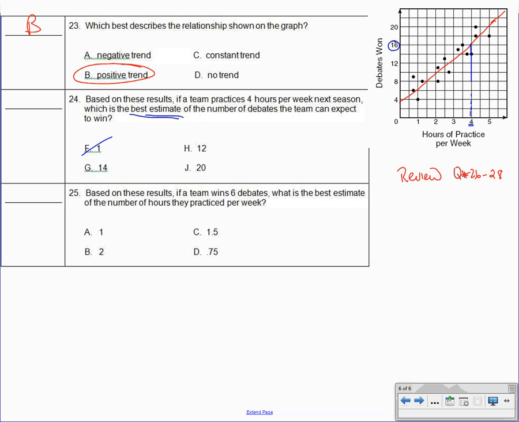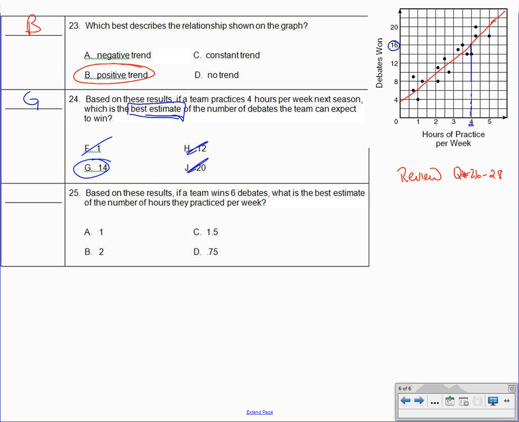1 is definitely too far away. 20 is 4 away. 12 is going to be 4 away. So 14, or G, is the closest one to 16. Again, it is the best estimate.